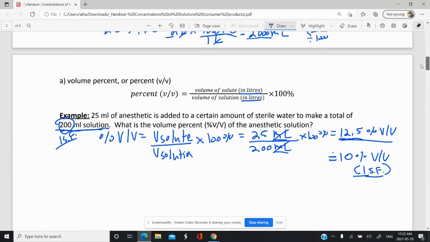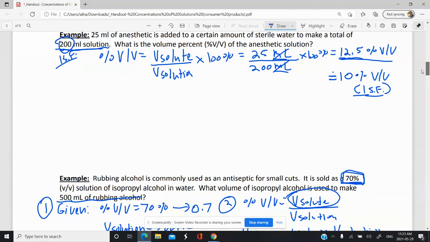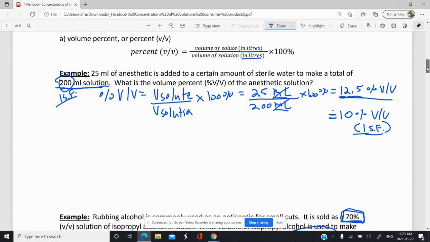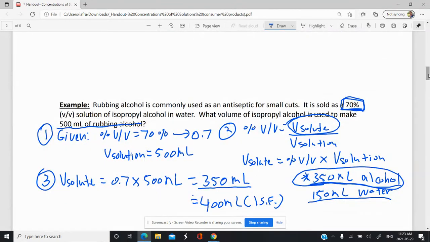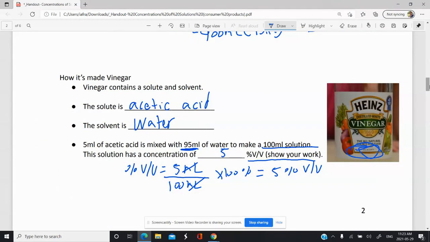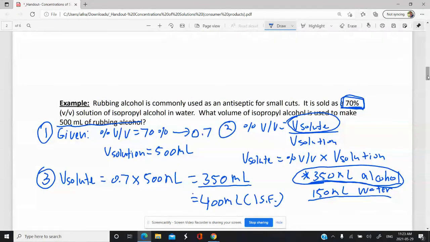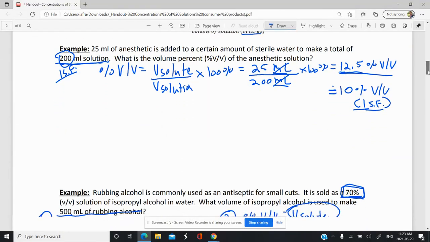So in this video, what we did is some examples for percent volume, where both the solute and the solvent were liquid. And then same thing over here, both the solute and the solvent were liquid. And we saw a nice practical example over here of something that you might have in your cupboard at home. Same thing with the isopropyl alcohol, the rubbing alcohol, you probably have that at home as well. And there's other anesthetics that you use that also have the percent VV listed on there.